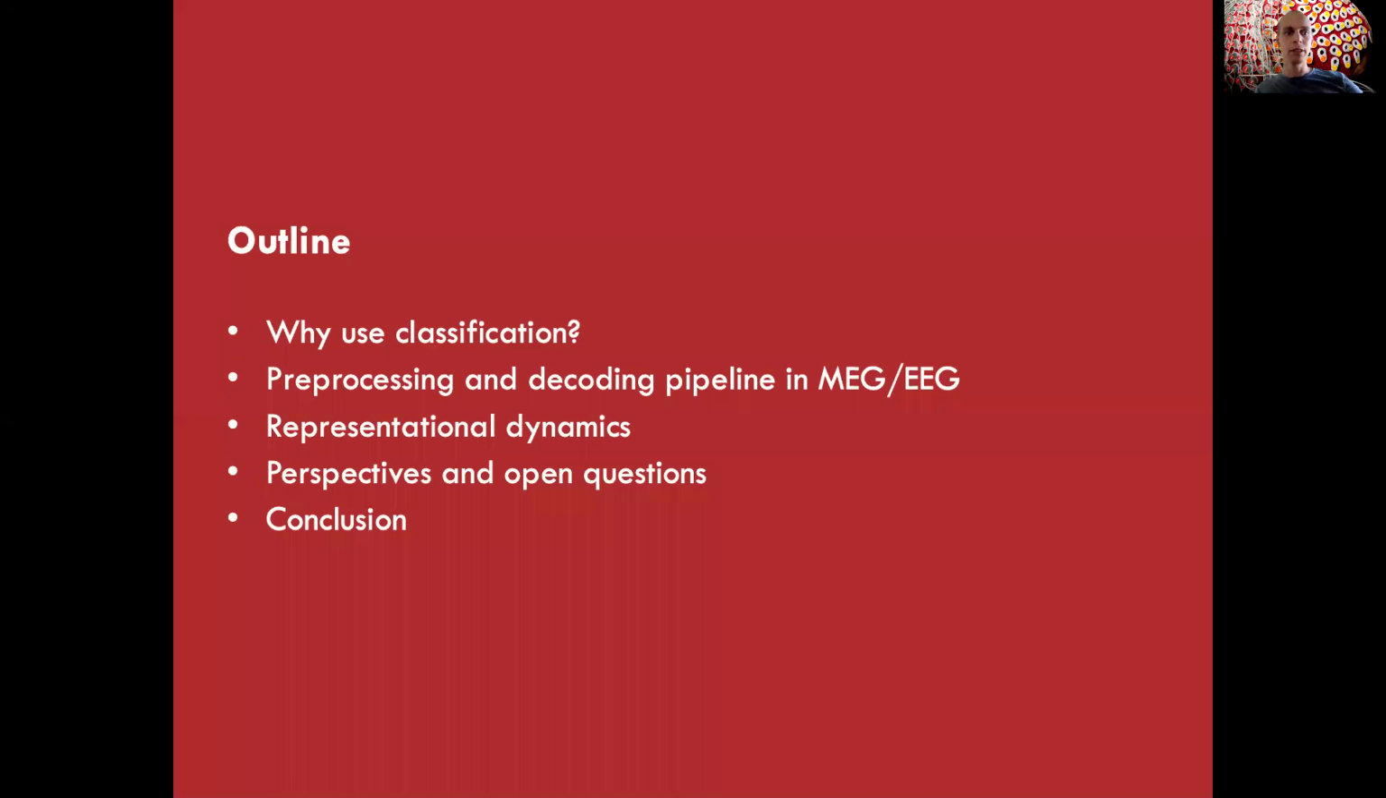Now in this talk, I'm going to go over these points. I'm going to give you a quick introduction to why you want to use classification methods. So why would you want to use decoding rather than univariate methods? I'll go into an example pre-processing and decoding pipeline specifically tailored to MEG and EEG. Then I'll go into representational dynamics and a representational similarity analysis method. I'll give some notes on some open questions, some perspectives, and some things to watch out for when you're decoding. And that wraps it up for today.